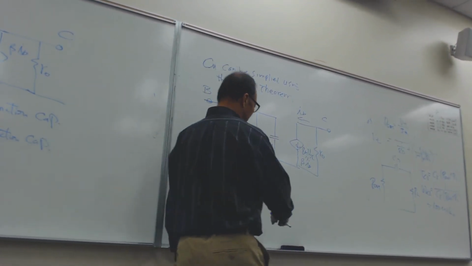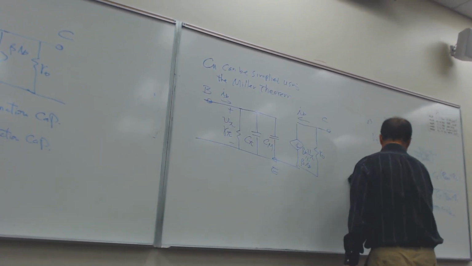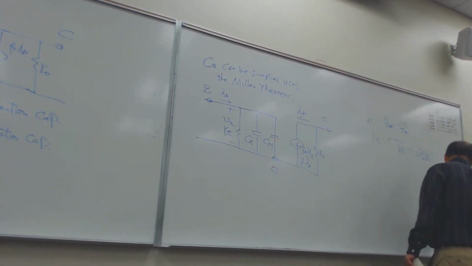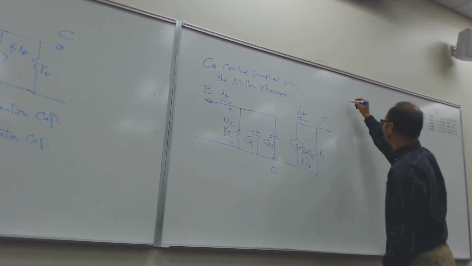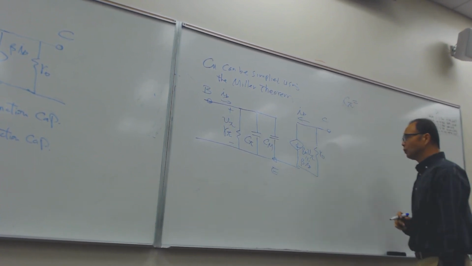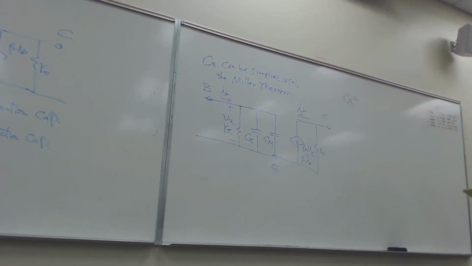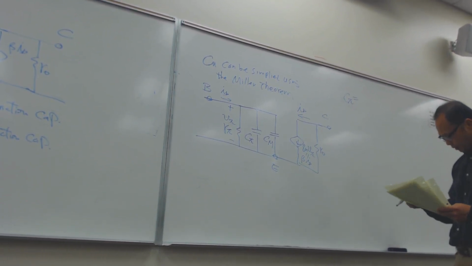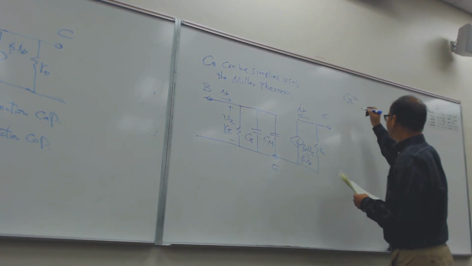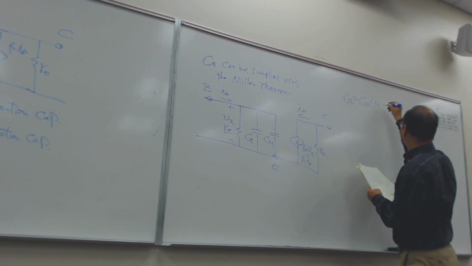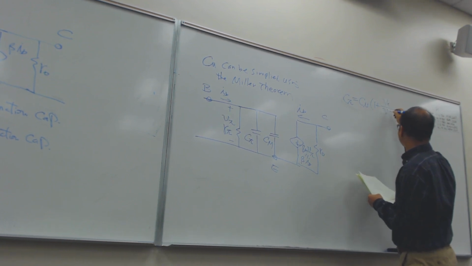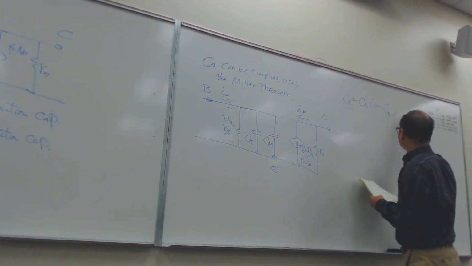Now, the formula for C sub pi, according to the Miller theorem. So C sub pi is equal to, this is important, let's see, what's the formula for that? Here's C sub mu times 1 plus V sub O over V sub pi. Okay?